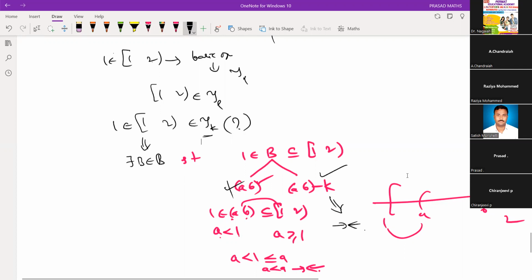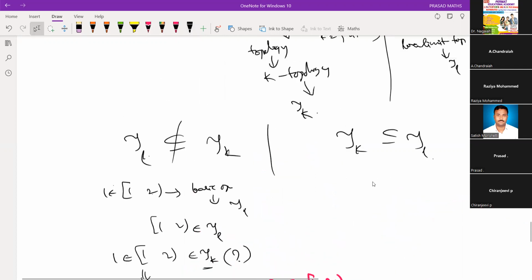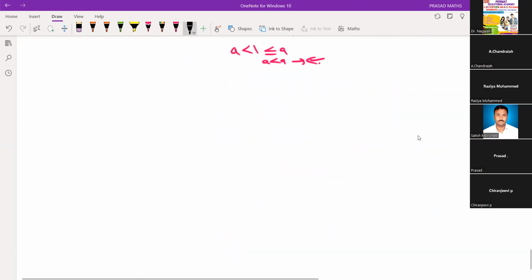So there is at least one open set with respect to tau L which is not an open set with respect to the K topology. So tau L is not contained in tau K. Similarly, is it true that tau K is contained in tau L? Anybody? The answer is no. Why?